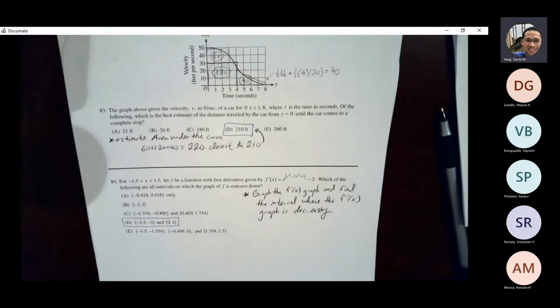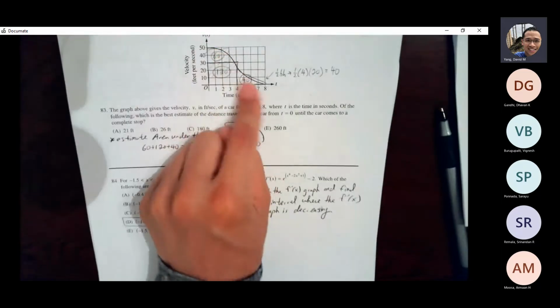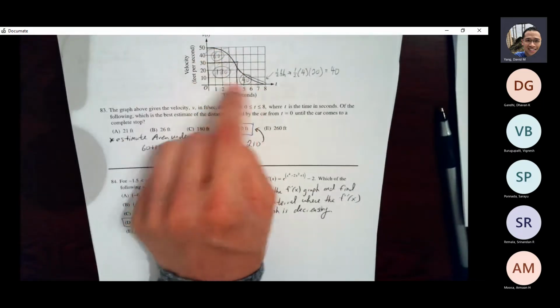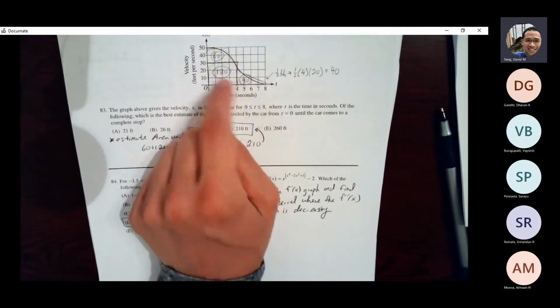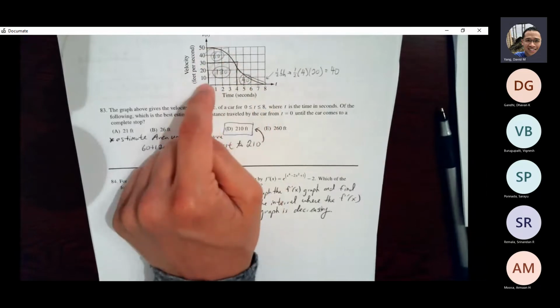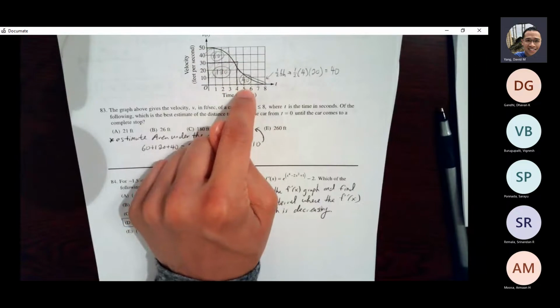83. The graph gives the velocity in feet per second of a car between 0 and 8, where t is in time in seconds. Which is the best estimate of the distance traveled by the car from 0 until it comes to a complete stop? So we can just try to total the area under the graph here. We know this is not a geometric shape, but we'll try our best; maybe rectangles and triangles can help us get there.